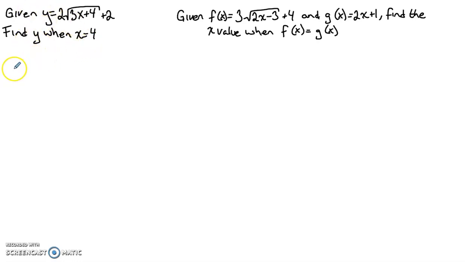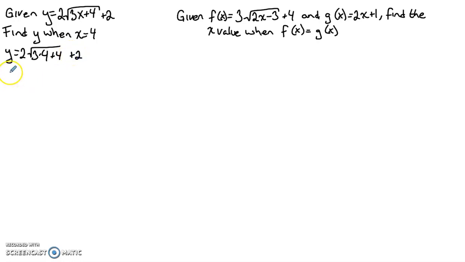So let's look at this first example over here. We're given the function y equals 2 times the square root of 3x plus 4 plus 2, and we're asked to find y when x equals 4. To do that, we simply replace the x in our original function with the value of x that we're given. So in this case, we'll have y equals 2 times the square root of 3 times 4 plus 4, and then we have a plus 2.